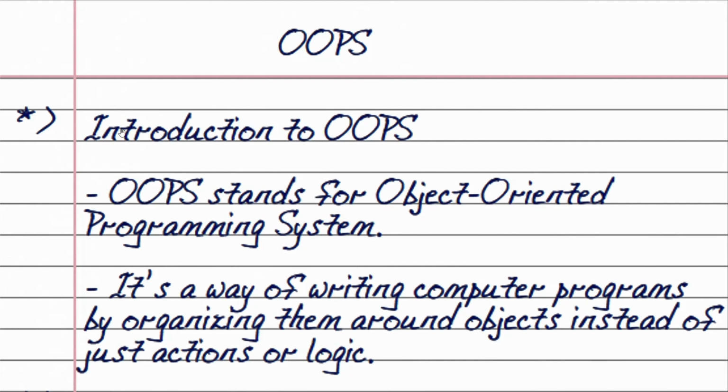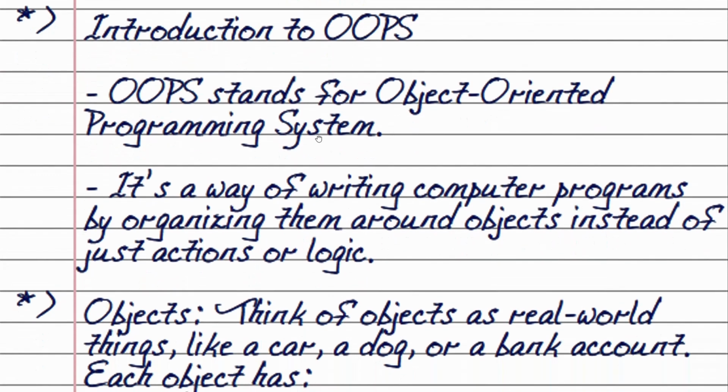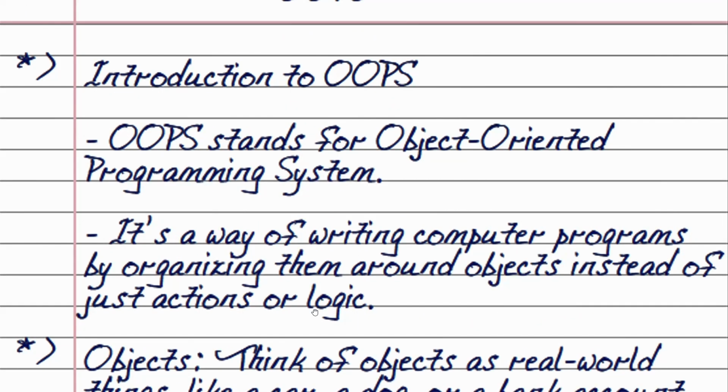So in this video we are going to see an introduction to OOPS. So let's start. OOPS stands for Object Oriented Programming Systems. It's a way of writing computer programs by organizing them around objects instead of just logic. So it's a way of writing the logic by organizing them around the objects, and instead of just performing actions or a typical logic.